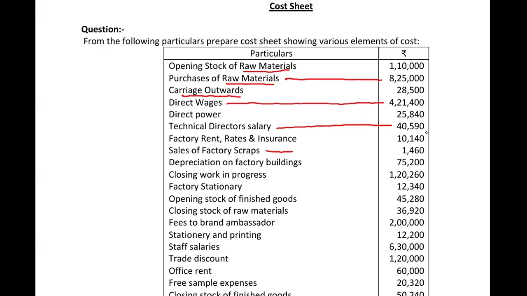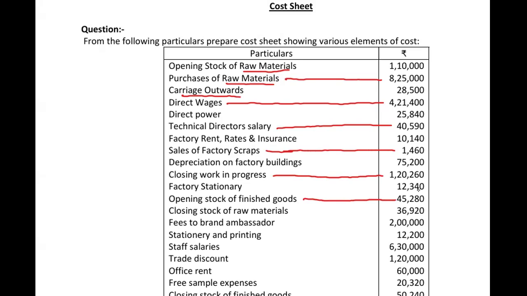Sale of factory scrap, which is sold in the factory, will be deducted. It is an income, we can say. Depreciation of the factory building is given, that is 72,500. Closing work in progress is given, 1,20,260. Factory stationery is given, which will come into factory, 12,340. Opening stock of finished goods is given, 45,280.